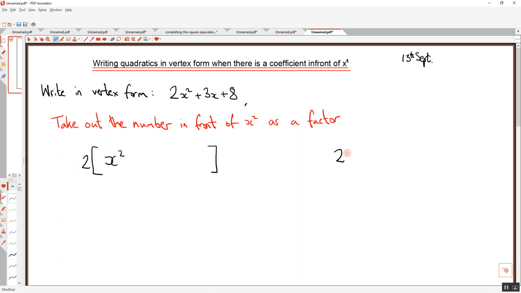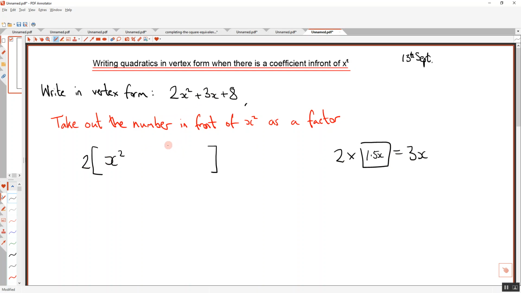2 multiplied by what gives me 3x? We need to be careful here, okay? 2 multiplied by what gives me 3x? 1.5x. Well, half of 3 is 1.5, with an x in front of it. Yep, it's half of 3, because it's the 2 outside.